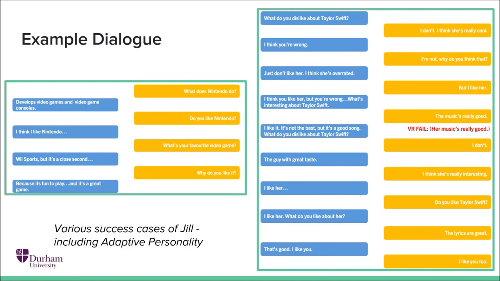On the left, we can see some interesting responses from Jill. Jill actually speaks about things related to Nintendo that weren't explicitly in the summarization, such as Wii Sports here. And we can see that DialoGPT makes links between these topics when generating a response.